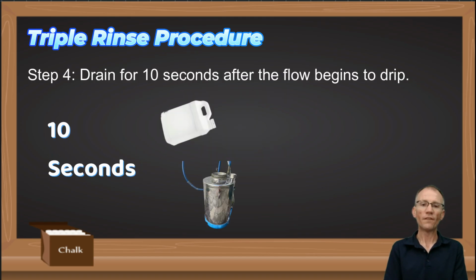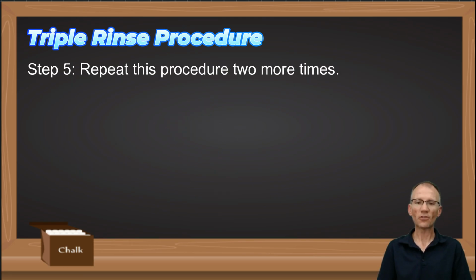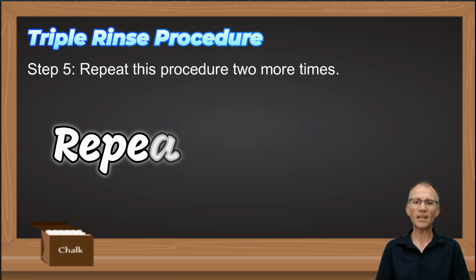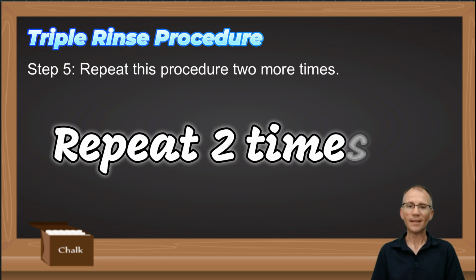In step 4 of our triple rinse procedure, we're going to drain for 10 seconds after the flow begins to drip. As the final step in our triple rinse procedure, step 5 is going to be repeating this procedure 2 more times. This is why it's called the triple rinse procedure, because in essence we're doing the same thing 3 times, which makes it a triple rinse procedure.